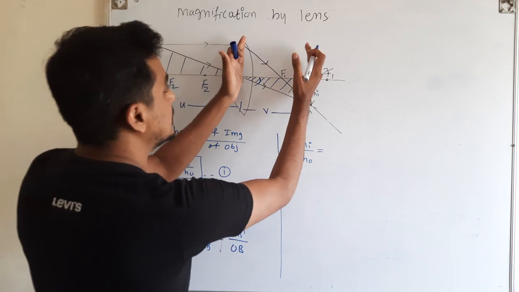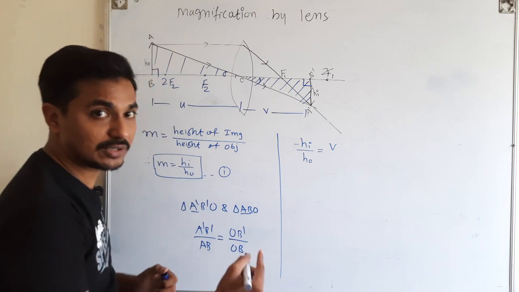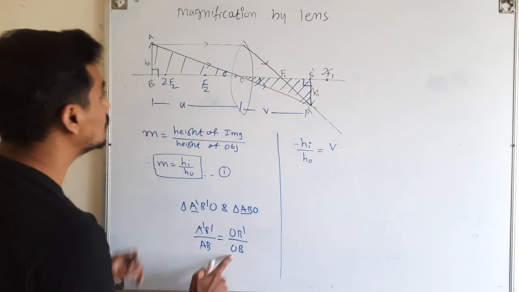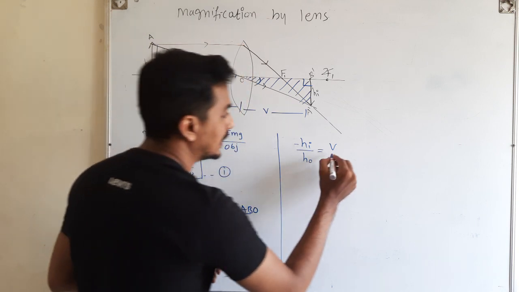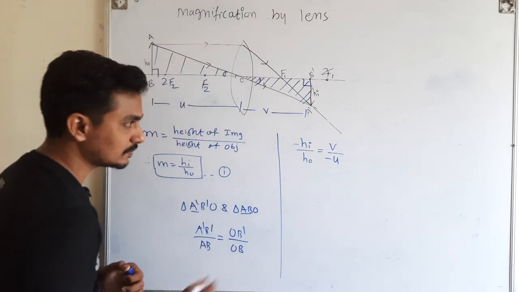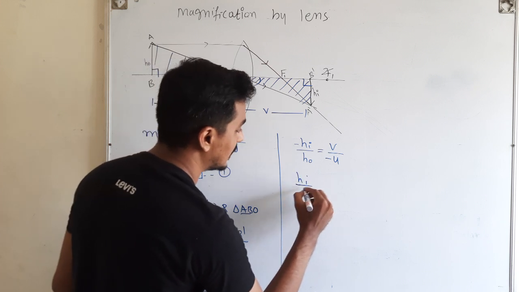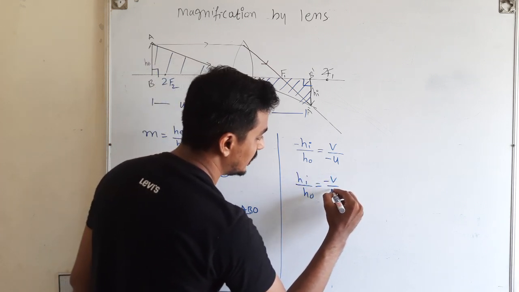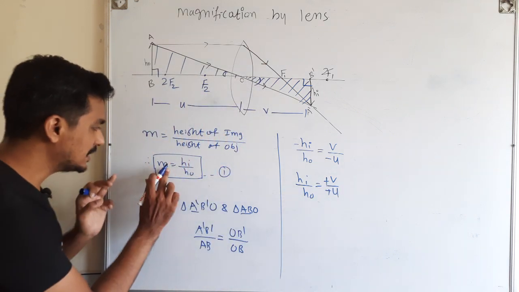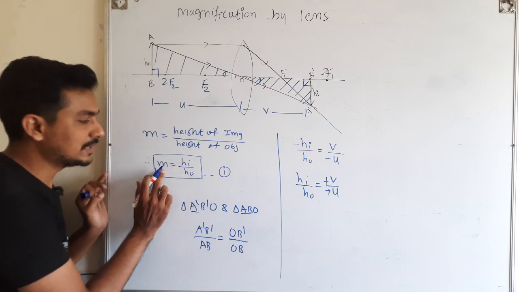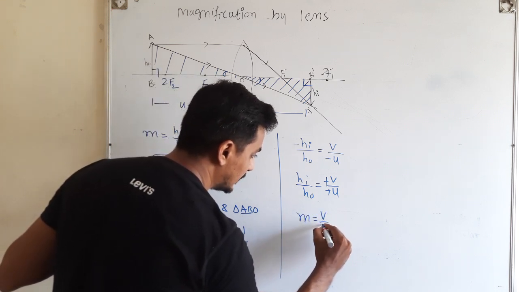What is OB dash? This distance, which is towards the right side. So it is image distance v, and it is plus because it is towards the right side. And OB is towards the left side, which is the object distance, so we can write it as minus u. So we have HI by HO is equal to v by minus u, that is, HI by HO equals minus v by minus u. Minus minus is plus, and M is equal to HI by HO, where M is the magnification. So M is equal to v by u.